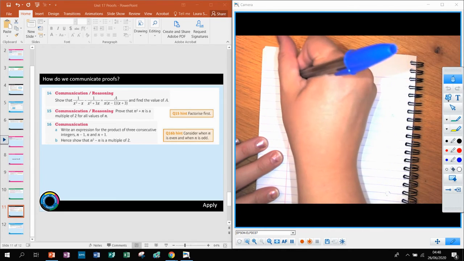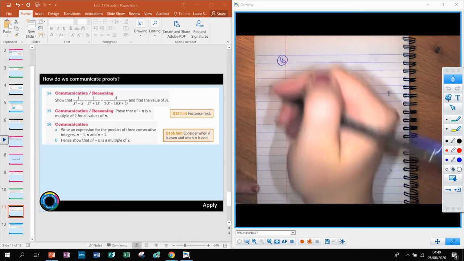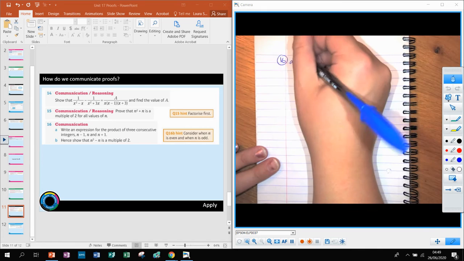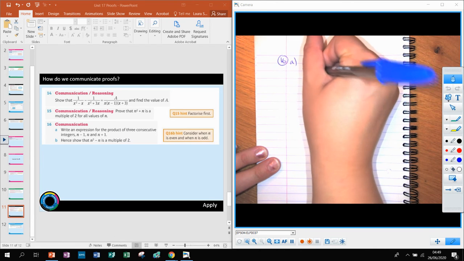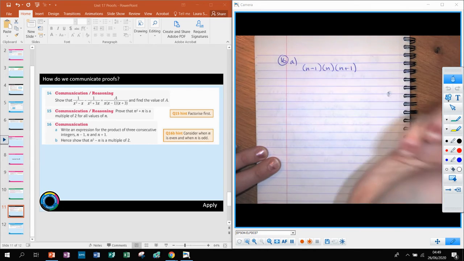Right, question 16. Okay, so this one says, for part A, to write an expression for the product of 3 consecutive integers. Now, they've given them to you, okay? n minus 1, n, and n plus 1. So let's do that. So we've got n minus 1 times n plus 1, okay?